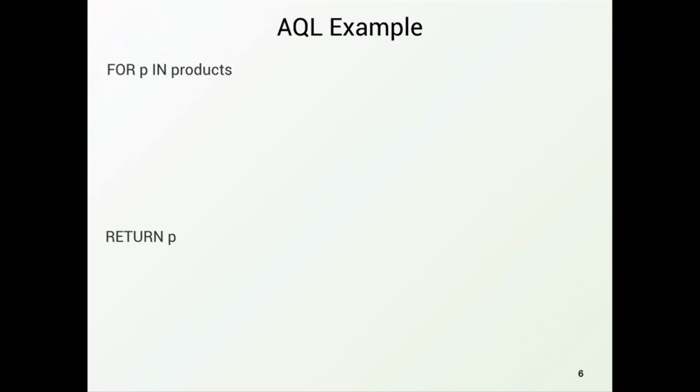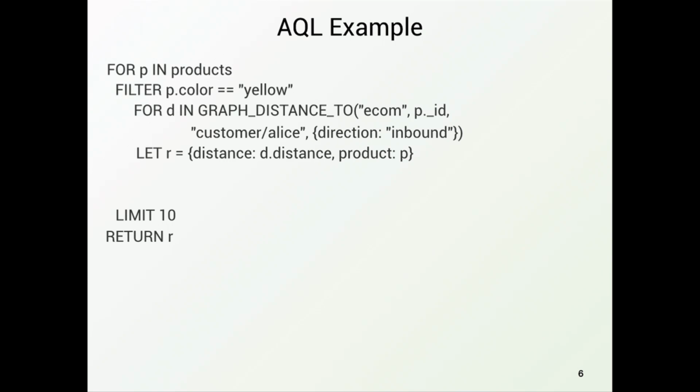Now let me give you some examples for this query language. A rather simple one: we're just iterating over all the products and returning them. Maybe we want to use a secondary index and filter them, so for example, we search only for yellow products and limit the result to 10. And now comes the cool part, we're adding graph features. We now start from the customer named Alice and go to the products that we have just searched, and then define a new object, which is a join formed by the product and the distance we have just computed. Then we continue with document queries.